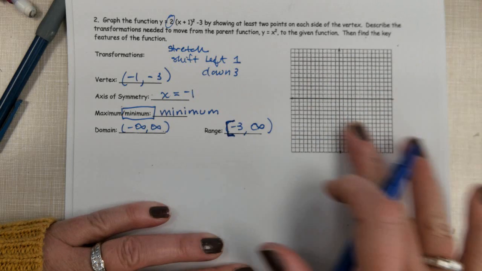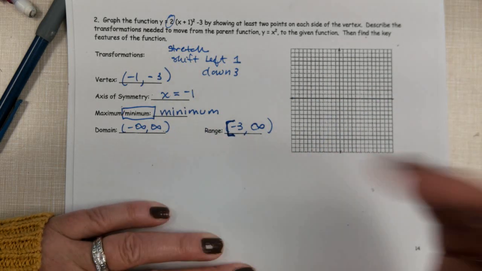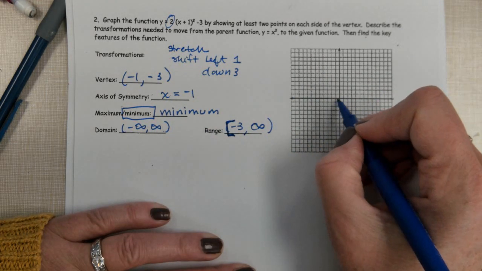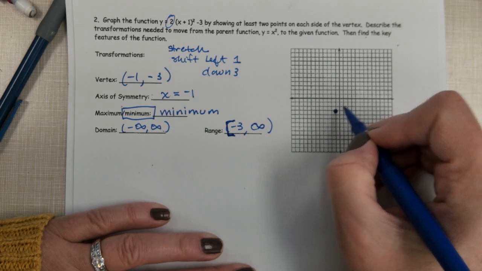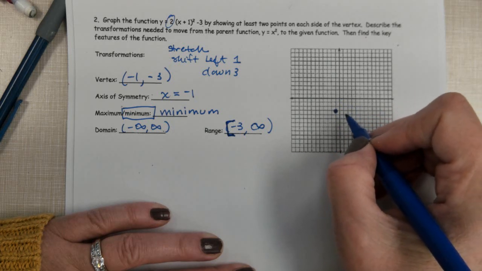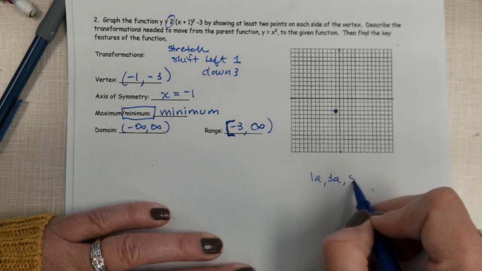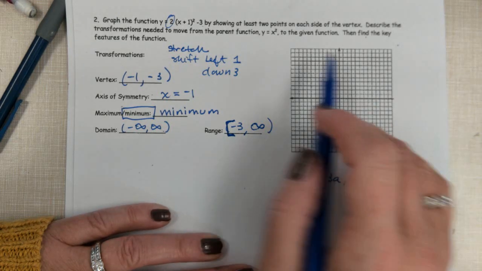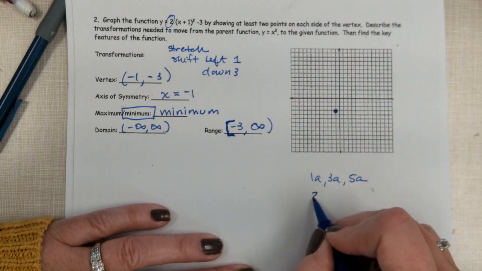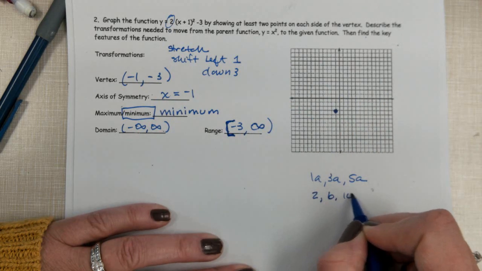So if you want to graph it first and then you're a visual person, that's fine too. So negative 1, 1, 2, 3. So A, let's see, 1A, 3A, 5A. Remember, that's what we're doing. A is 2. 1 times 2, 3 times 2, 5 times 2.